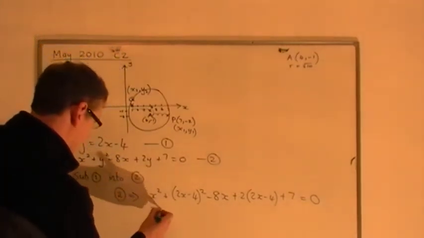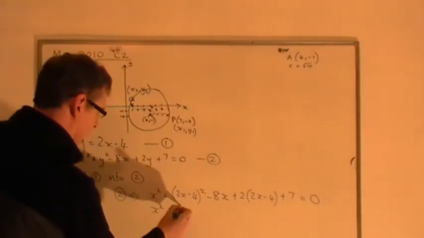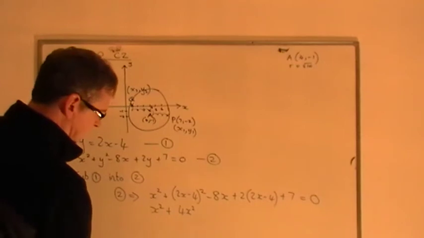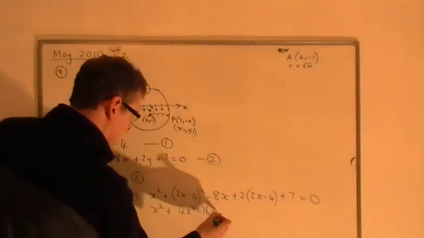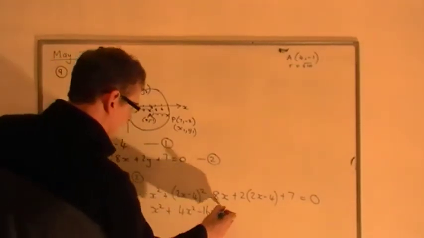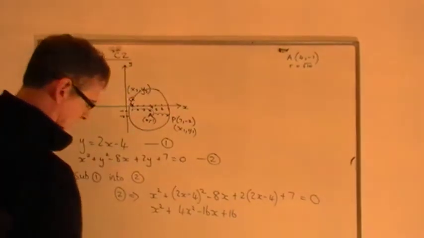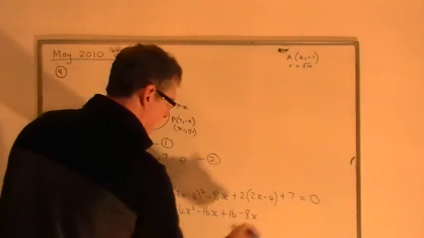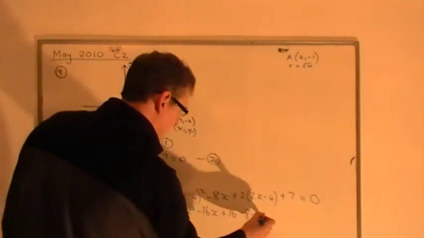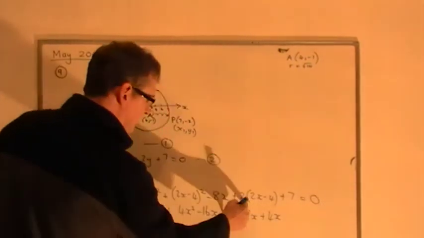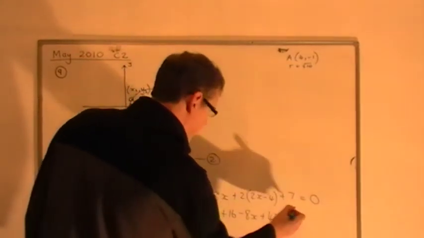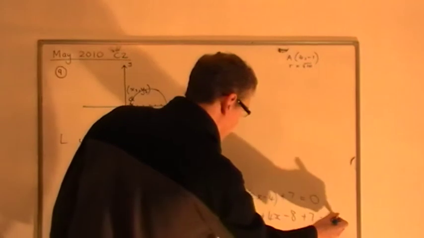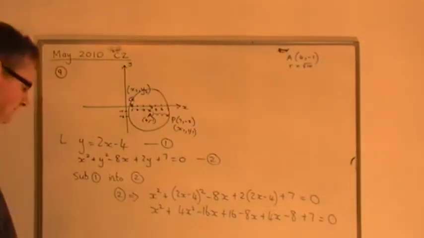So, x squared plus, square that out. Square the first. Multiply the two together, you get minus 8x. Double, you get minus 16x. Square the second term, plus 16. Minus 8x. Expand this bracket out. Plus 2 times 2x is plus 4x. Plus 2 times minus 4 is minus 8. Plus 7 is still there, equals 0.